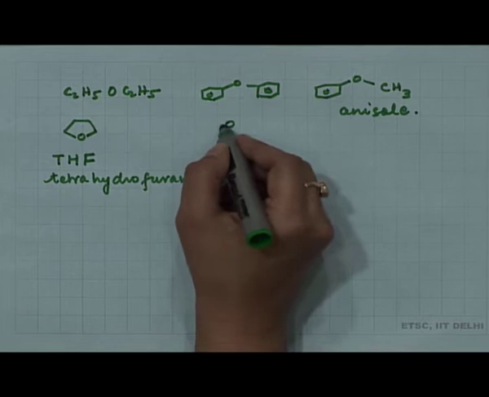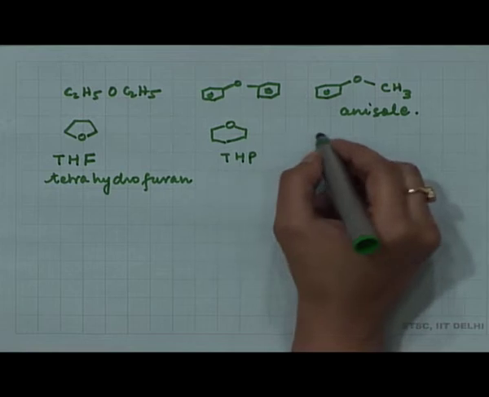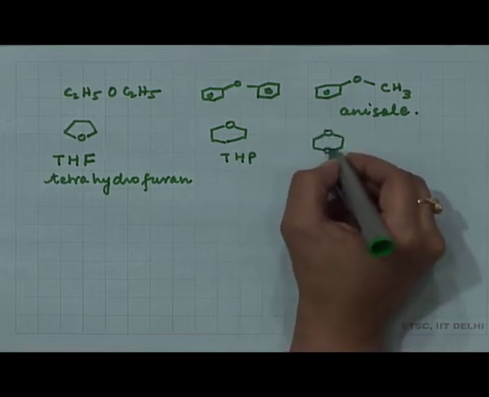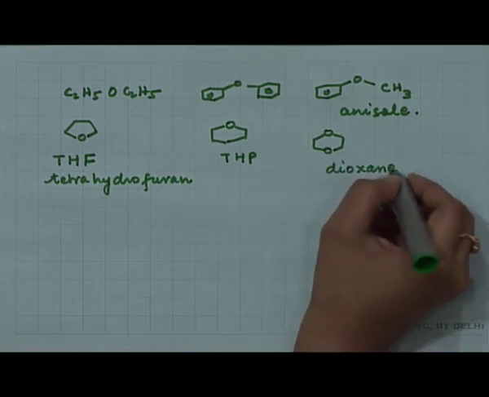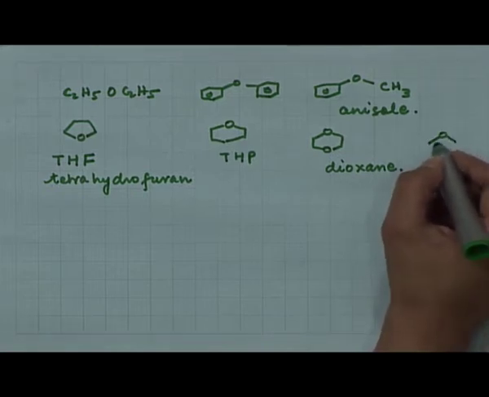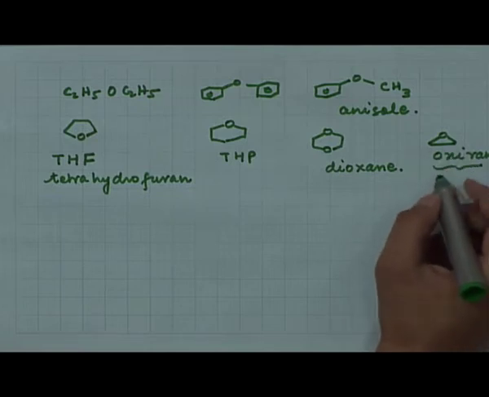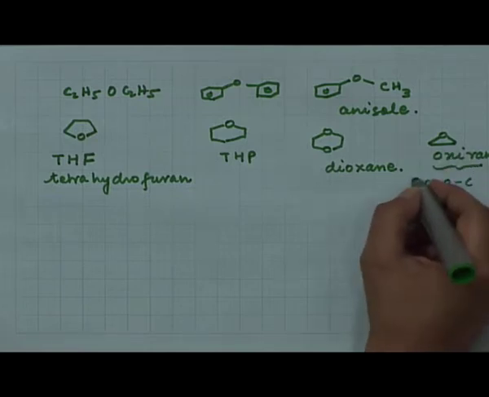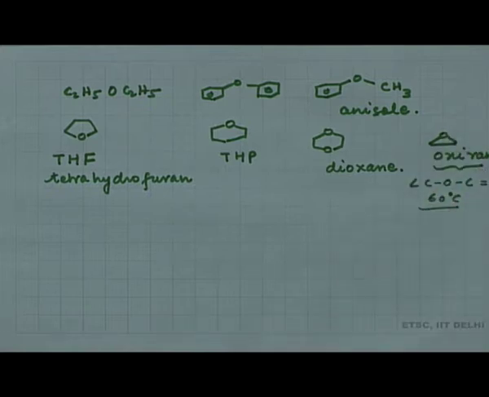Likewise, you can have tetrahydropyran, and something with two of these ether linkages, a cyclic molecule known as dioxane. All these are examples of ethers. You can also have a 3-membered ring with one oxygen and 2 carbon atoms, and these are called oxiranes. You can imagine that in this case the carbon-oxygen-carbon bond angle is about 60 degrees. So, these molecules are highly strained systems, and that is why they show high reactivity and open up.